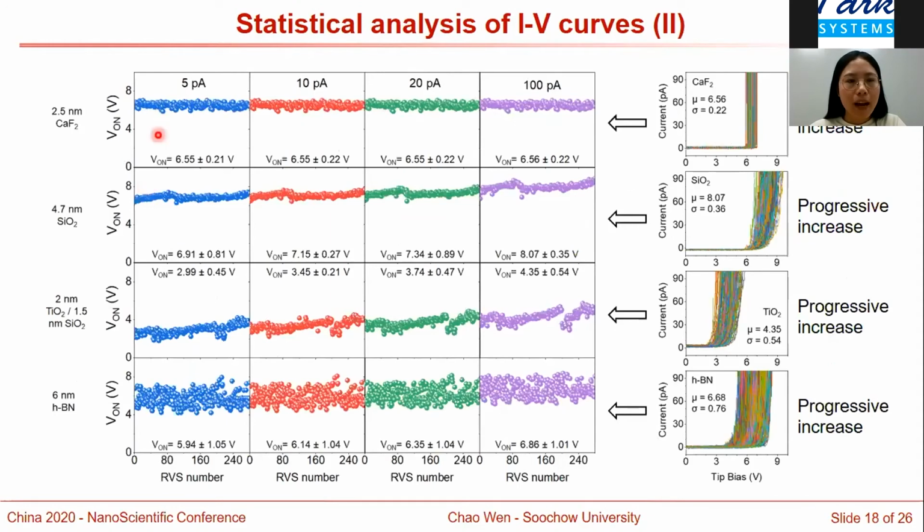Then we calculate the onset voltages in these 4 stacks with different threshold currents: 5, 10, 20, and 100 picoampere. And we can find that only the onset voltages in calcium fluoride always keep the same value when we apply different threshold currents, which is consistent with a sharp increase of current in the calcium fluoride IV plot. In the other 3 examples, silicon dioxide, titanium dioxide, and hexagonal boron nitride, the onset voltage does not keep the same value, which is consistent with their progressive increase of currents shown in the IV plots.